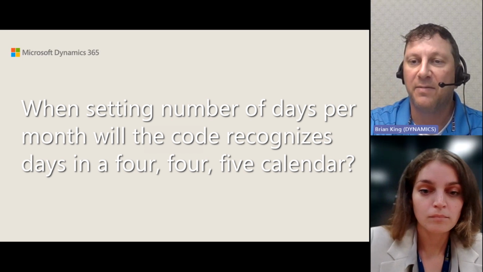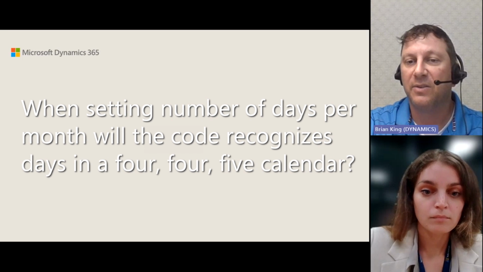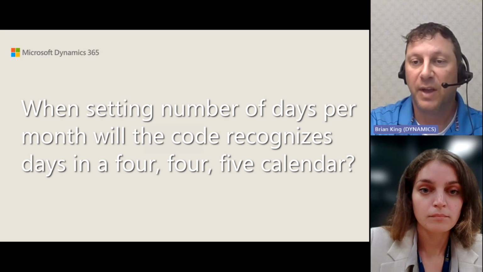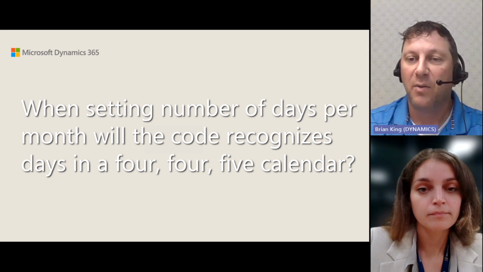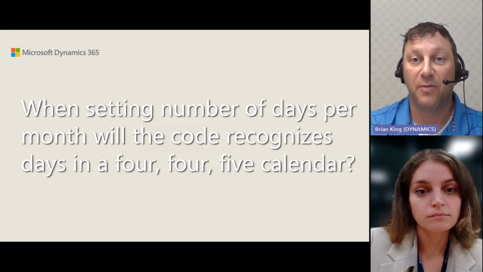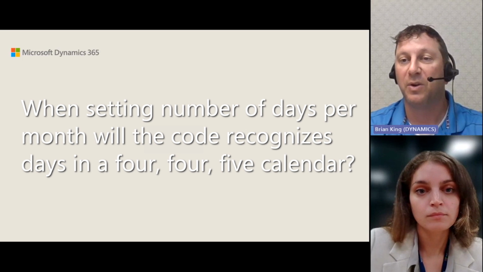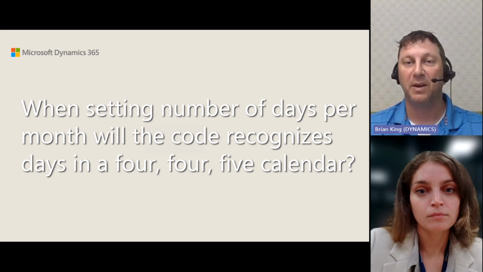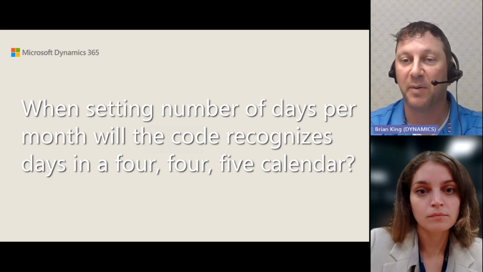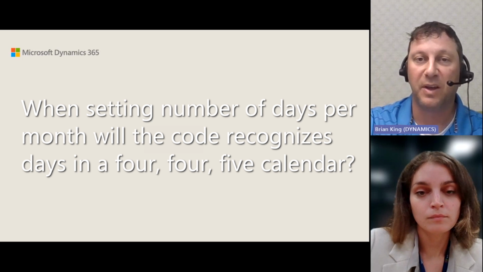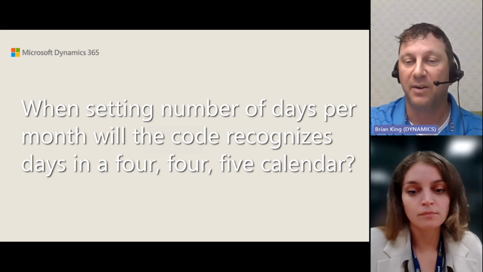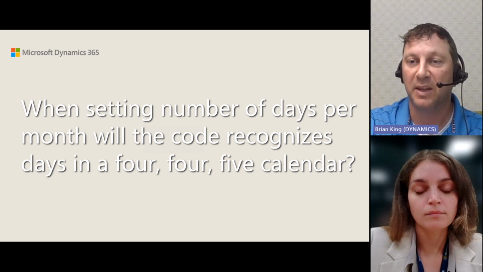It looks like I might have skipped over a question here too. When setting number of days per month, will the code recognize days in a 445 calendar? In that case, I wouldn't necessarily set it by number of days per month. Maybe I'm misunderstanding the question, but what you'd want to do is use, like we did in scenario 4, the fiscal period setup. When you're doing the proration equal per period, that will depend on whether or not that option's marked, and then we look at the number of days in that period and adjust based on that. So if you're in a retail scenario or a 445 calendar scenario, you'd want to use that fiscal period option that we talked about in scenario 4.